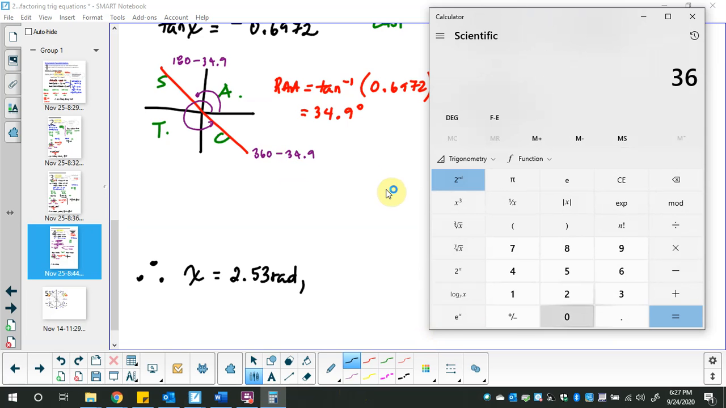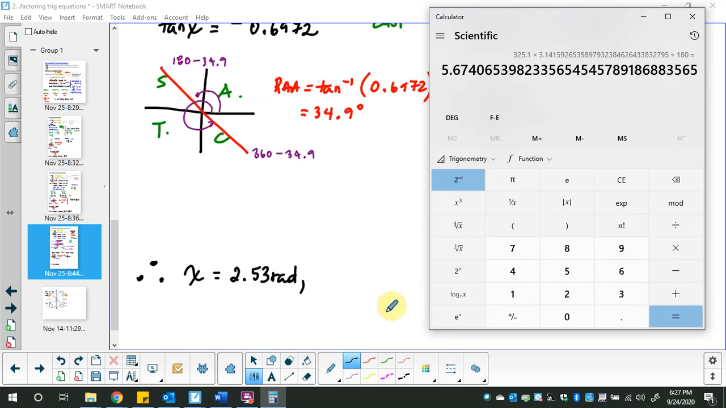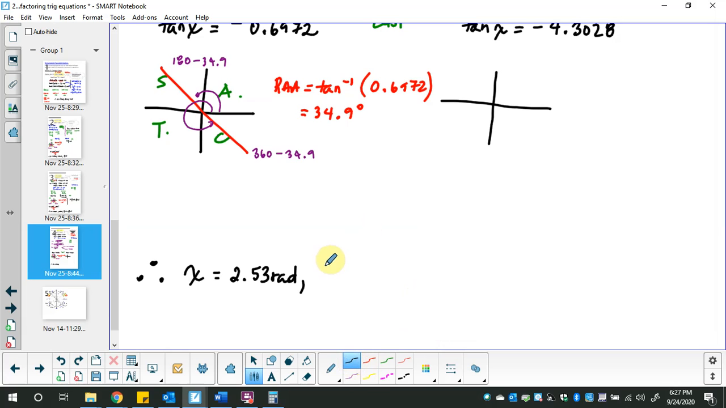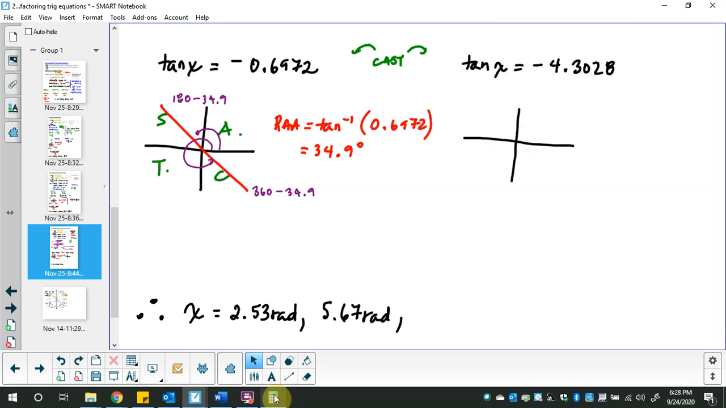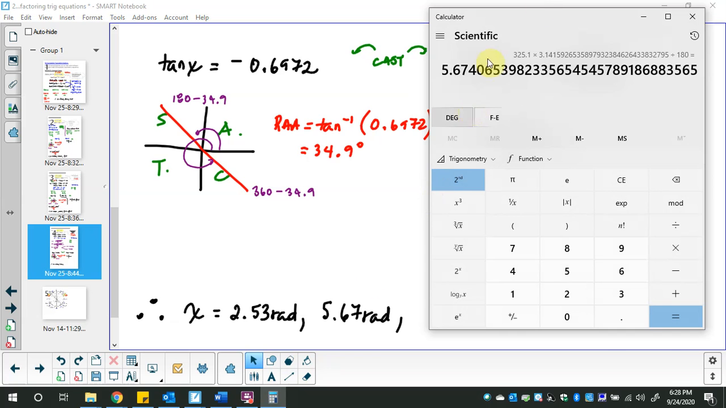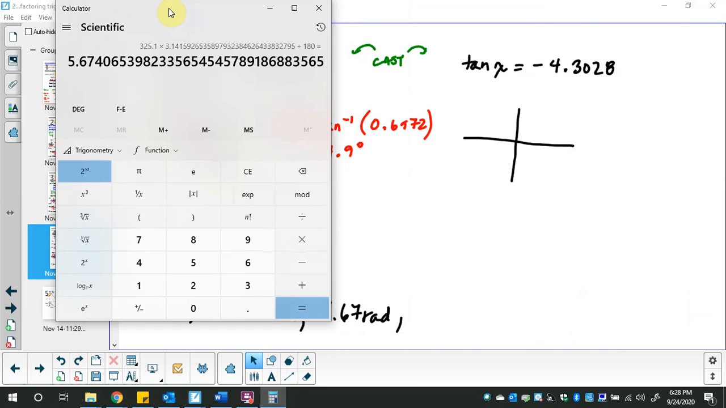Move on to the next one. 360 minus 34.9 is that many degrees, which I don't care about. So while it's on the calculator, times pi divided by 180 equals, and I get 5.67 radians. And then I'm going to go on to this. Now before I start all that work, I'm going to shift this over a teensy bit, and shift over my calculator.